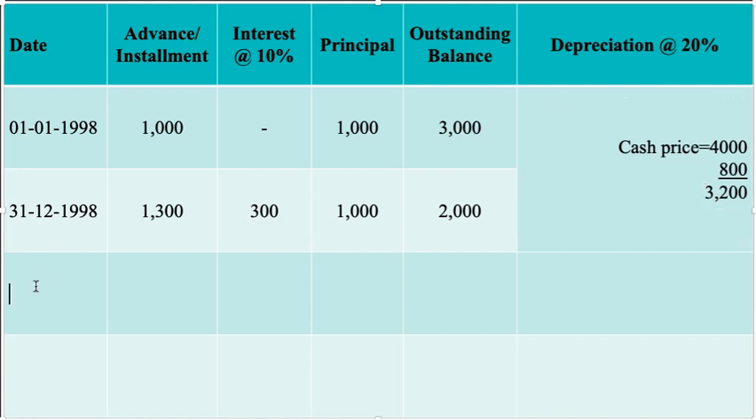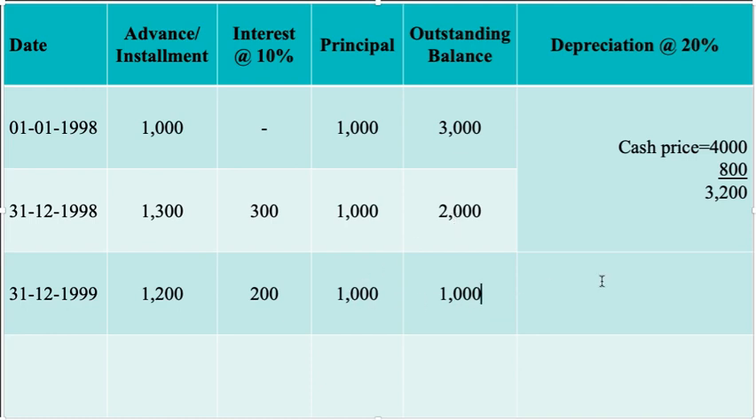Now on 31st 12 1999, we are paying the second installment, right? First installment was 1,300, second installment is 1,200, and on this 1,200 we are paying 200 rupees interest, and the principal amount is how much then? 1,000 rupees, right? Principal amount is 1,000 rupees, and the outstanding balance would now be 1,000. This 2,000 minus 1,000 is 1,000.